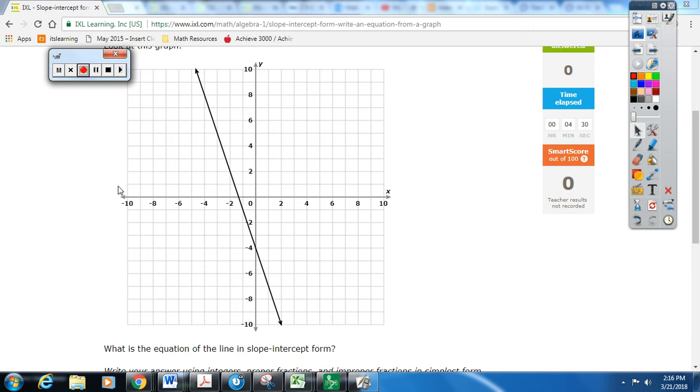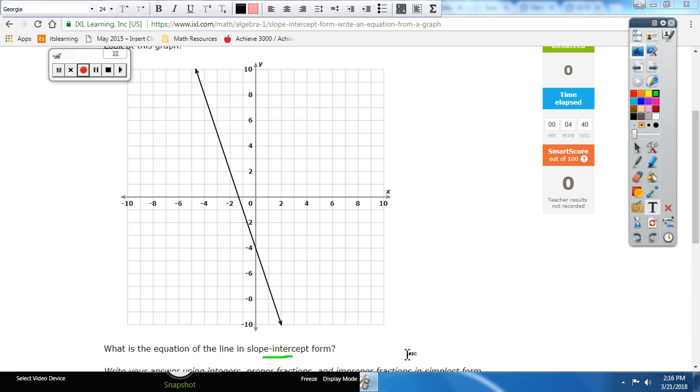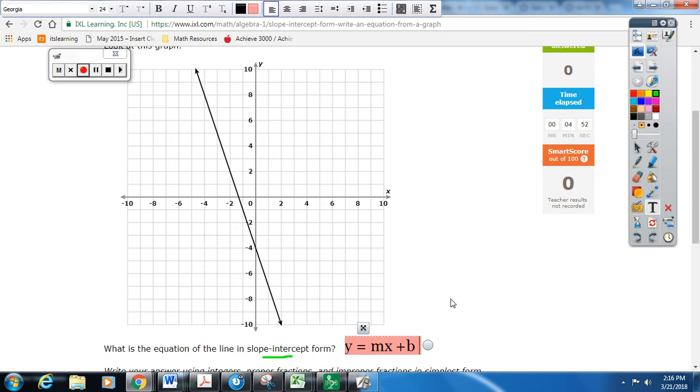Alright, so we have to write an equation in slope-intercept form. Right here it tells us it has to be in slope-intercept form. That means it's written like this: y equals mx plus b. That's how you have to write the equation. So what is m? M is the slope.